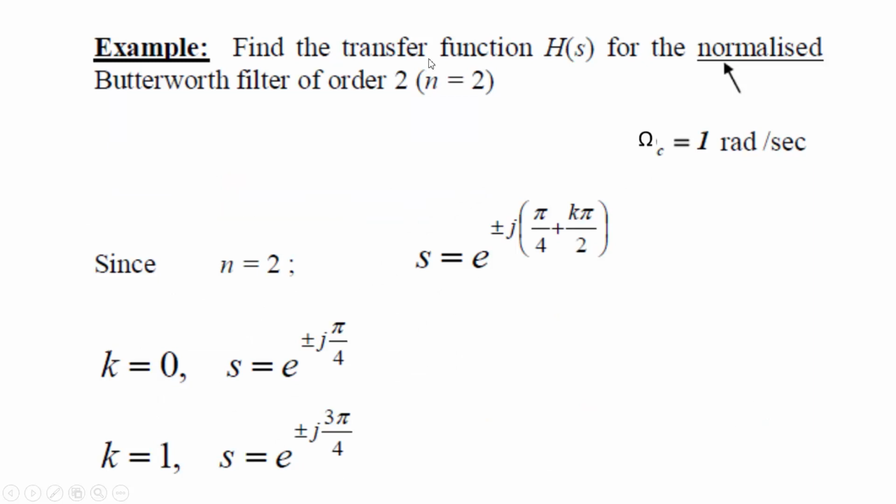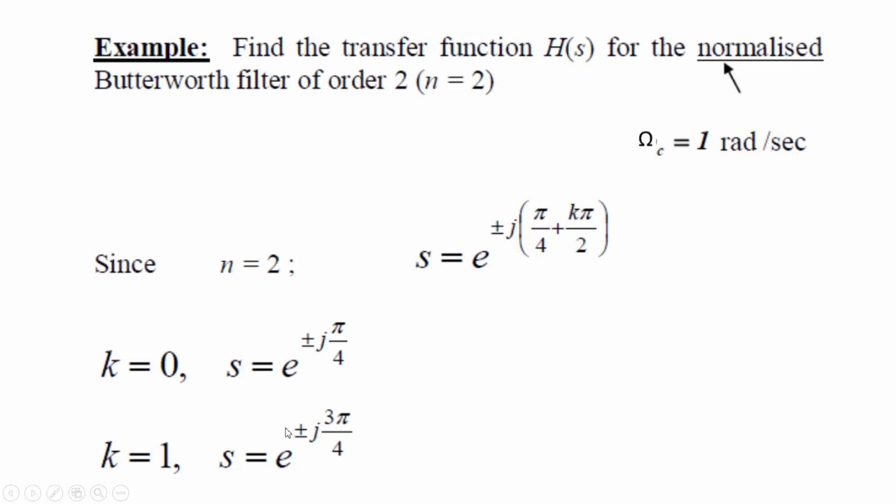We have to find the transfer function H(s) for the normalized Butterworth filter of order 2. Order 2 means n is equal to 2. Normalized means capital omega c is equal to 1 radian per second. Now when n is equal to 2, we know we have already derived this formula. We know that s is equal to plus minus j pi by 4 plus k by 2, where k will vary from 0 to 1. When k is equal to 0, we get these two poles. When k is equal to 1, we get these two poles.